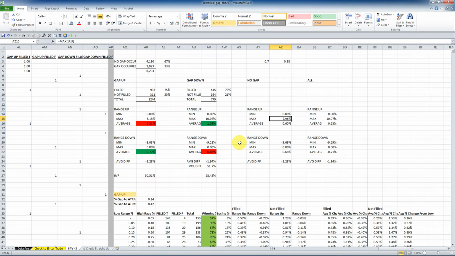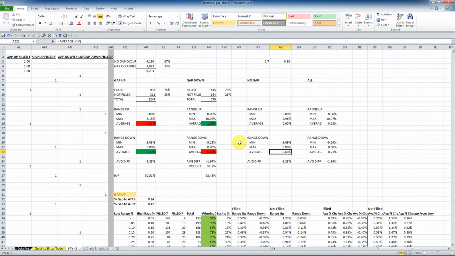So also on the no gap, what's the average move? It's 0.6, and then it's 0.6 down. Basically about even, almost a coin flip. What does that mean? I thought this was interesting: when the market opens with no gap, you have almost a coin flip chance of saying if the market is going to go one way or the other.